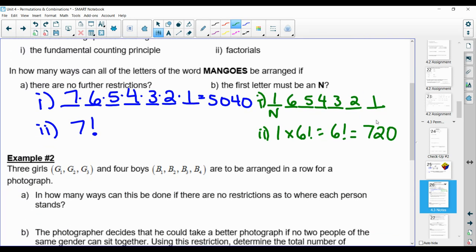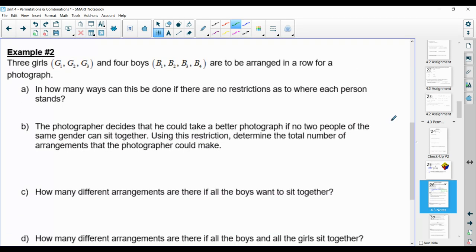All right, let's move on to the next example here. So it says 3 girls and 4 boys are to be arranged in a row for a photograph. And the first question is, in how many ways can this be done if there are no restrictions? So if there's no restrictions, then we just consider everybody together as a whole. We've got 3 girls and 4 boys, but in the end, we really just have 7 people. So I'm going to arrange those people, 7 blanks, just like before, 7 times 6 times 5, 4, 3, 2, and 1.